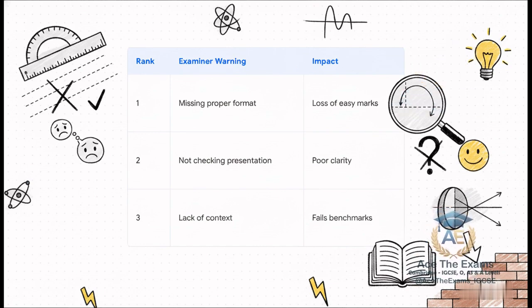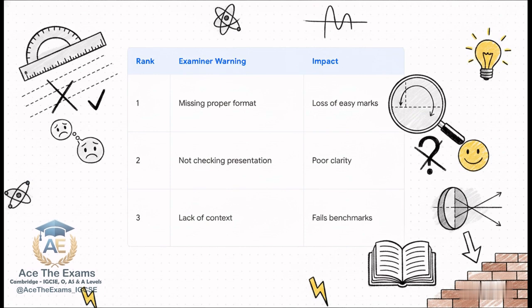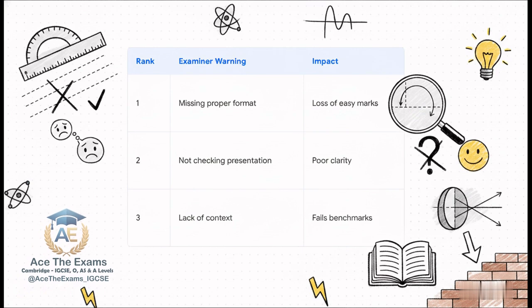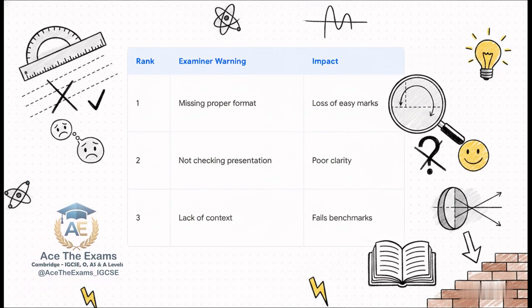Lack of context. This is a fatal flaw. This is where the student fails the assessment benchmarks entirely by not applying the physics to the specific scenario requested. They write a beautifully accurate, generic textbook answer instead of actually analyzing the specific data provided in the prompt.